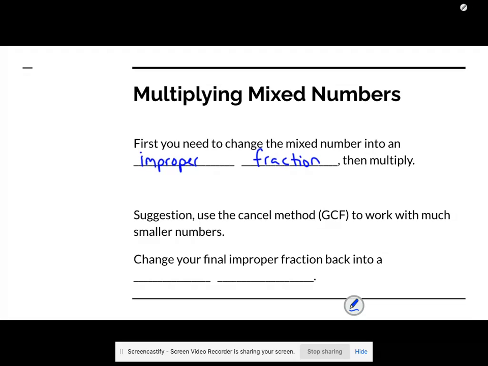And now that's not going to work every time. It's something you certainly want to look for. And then after you get your canceling done and you've multiplied across, you need to change that final improper fraction back into a mixed number. All right, so getting into some examples here.